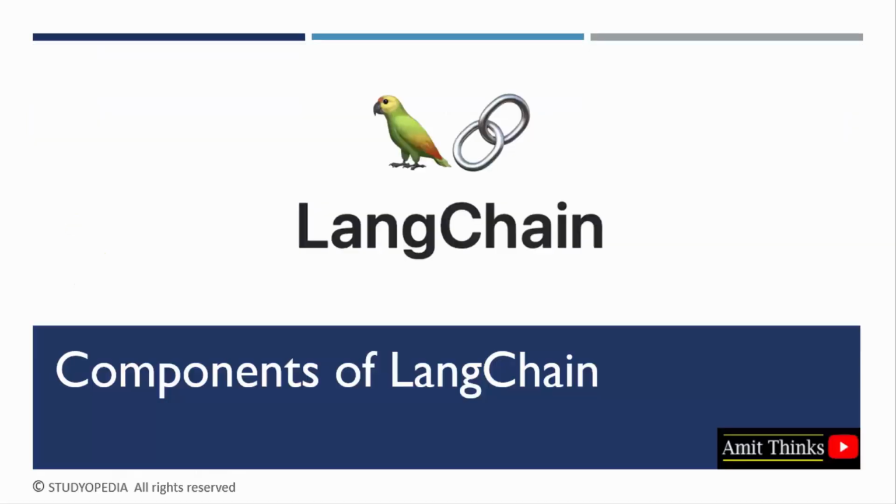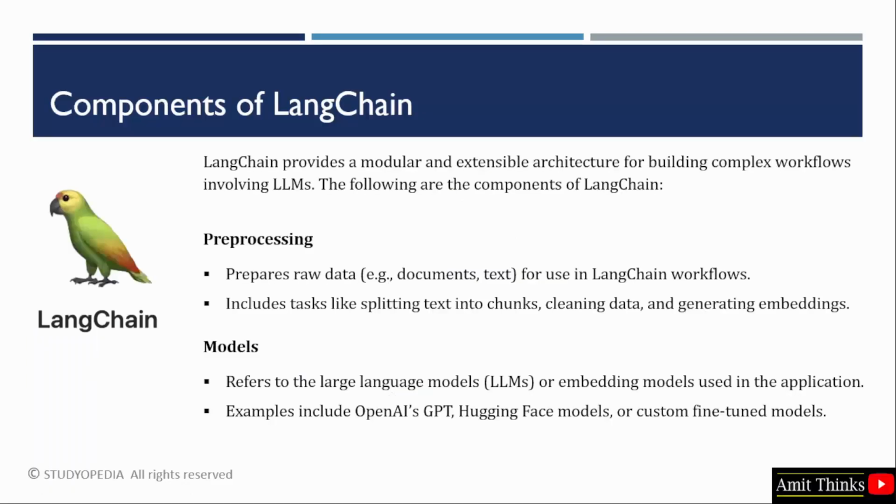In this lesson, we will understand what are the components of LangChain. Also consider them as the modules of LangChain. Let us see. To build complex workflows, including LLMs, LangChain has provided some components. Let us see them. The first is preprocessing. As the name suggests, it prepares your raw data like your documents so that you can use them in LangChain workflows. It also includes the task of splitting text into chunks, cleaning the data and generating embeddings.